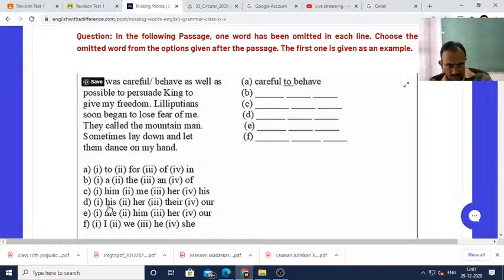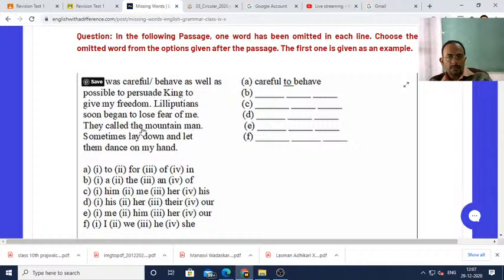Number D. Lilliputians soon began to lose their fear. It should be "their" here, between "lose" and "fear": their fear of me. Why "their"? Because Lilliputians is plural. That is why: lose their fear of me.